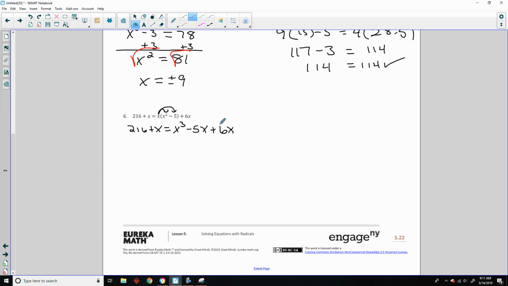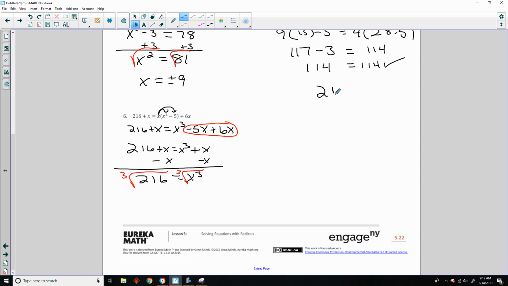All right. I have minus 5x plus 6x on the right, combining like terms. 216 plus x equals x cubed plus x. That's better. Now I move my x's to the other side, and I get 216 equals x cubed. The inverse of cubing is cube rooting. Don't forget your index when you write the radical. The cube root of 216.